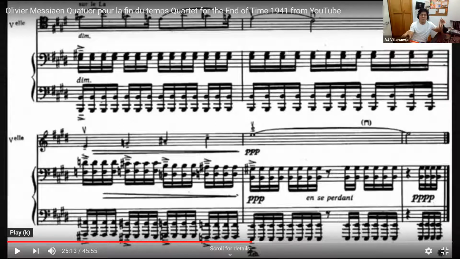Diba? Kunyari, merong word na sigaw. Yung word na sigaw, hindi mo ilalagay na mababa yung pitch. Kasi hindi ka sumisigaw nun. O, pwede na lang kung meron ka talagang gustong idea na i-develop. Pero, nasigaw, high-pitched.